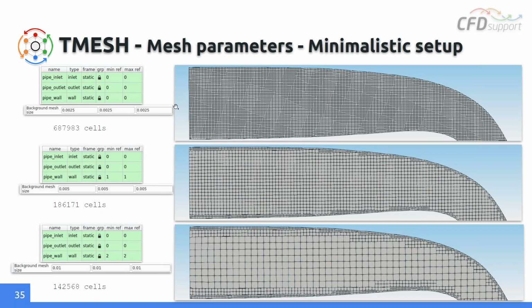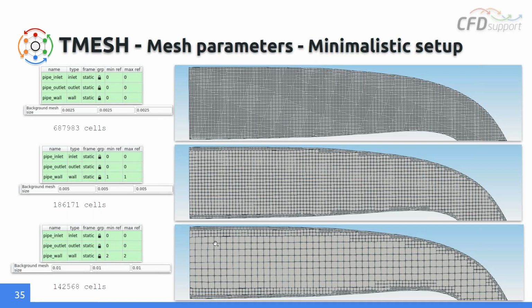So for example, if I would like to have walls meshed in this topology, in this refinement level, I can save many cells by setting the background mesh to the double size, but increase the refinement on the wall. So now the walls are refined in the same way, but the inside is a little bit rougher, but we save 500,000 cells.